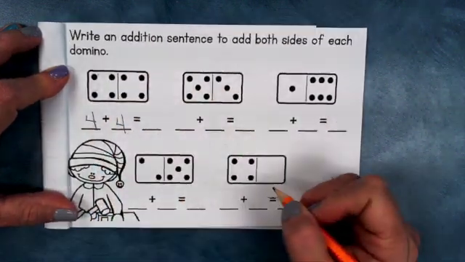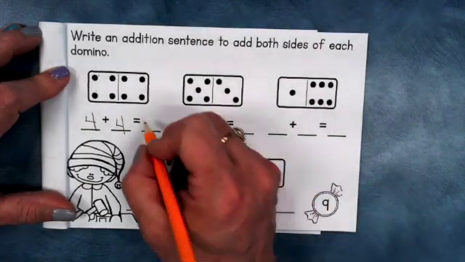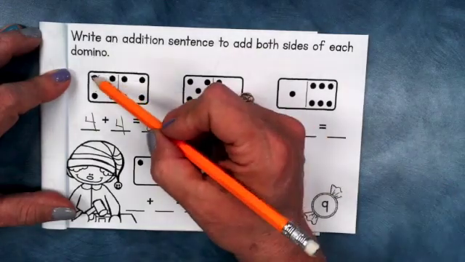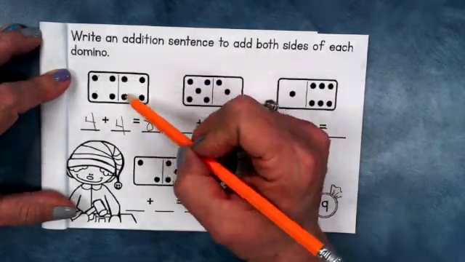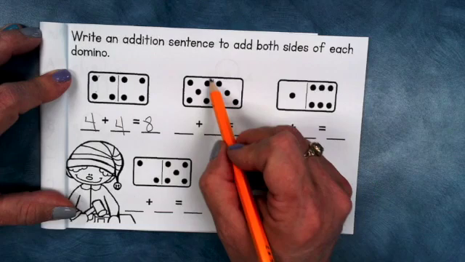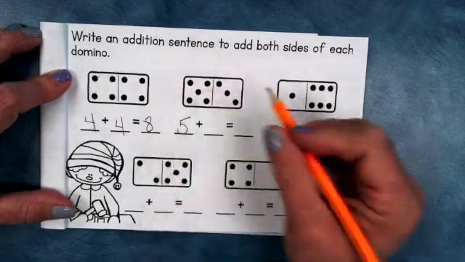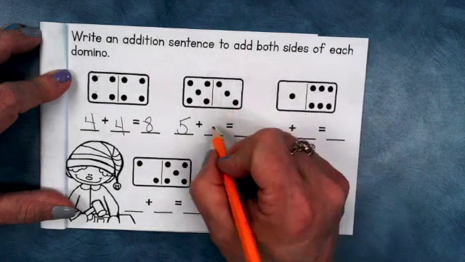And do you remember our doubles fact? 4 plus 4 equals 8. And if you don't know that doubles fact by heart, you can just count them. 4, 5, 6, 7, 8. Okay, this side of the domino has 1, 2, 3, 4, 5. Then this side has 1, 2, 3.